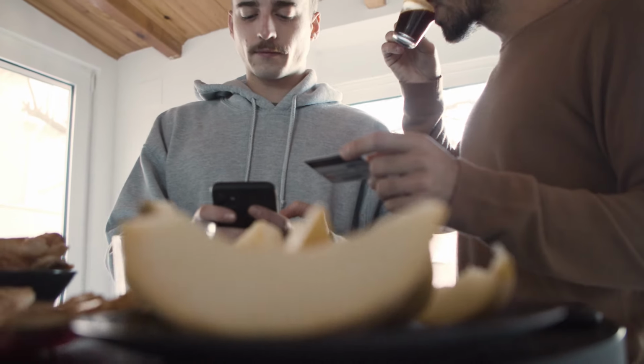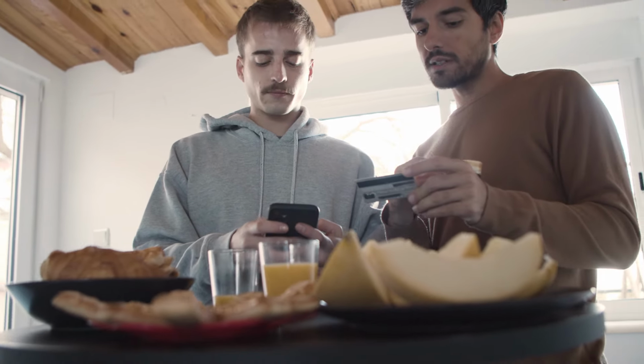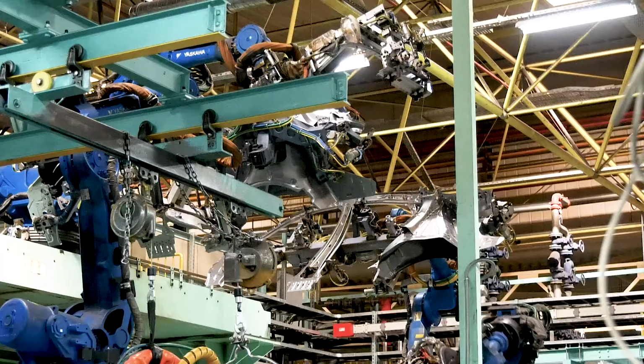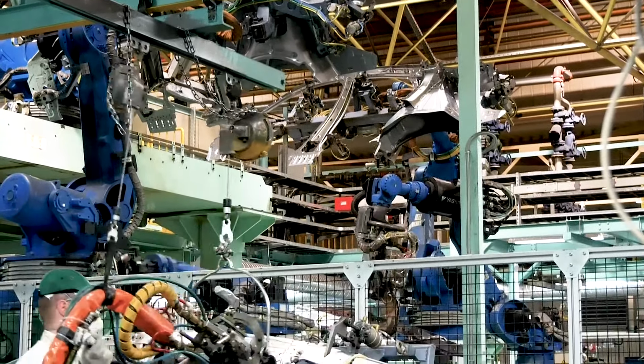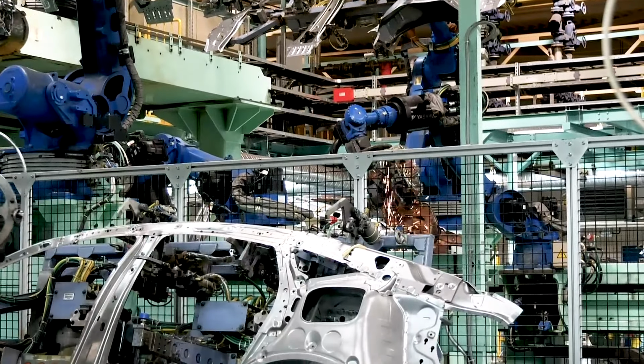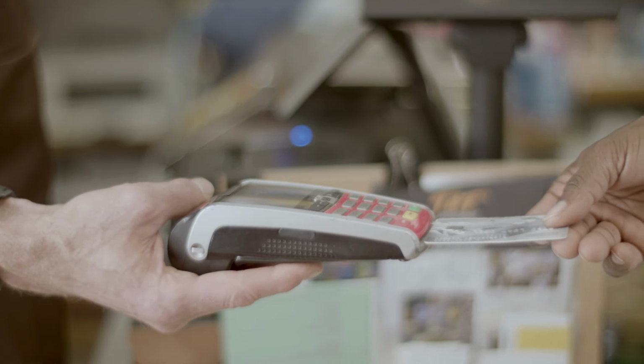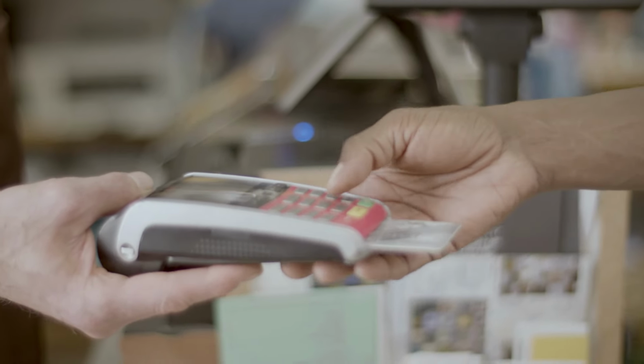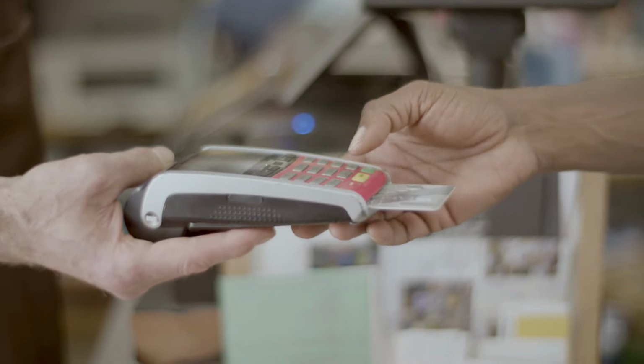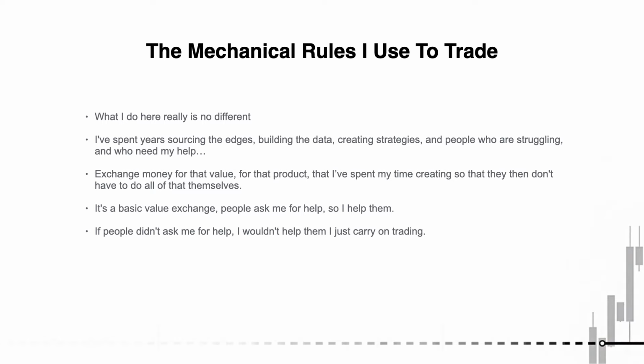The product that they've spent their time creating, so that you don't have to do all of that work yourself, right? Mercedes source the car parts, they create the engine, they piece together the car, and then you exchange money for the value, for the product that they've spent their time creating, right? So that, again, you don't have to do all of that yourself. And what I do here really is no different. I've spent years sourcing the edges, building the data, creating the strategies, and people who are struggling and who need my help exchange money for that value, for that product that I've spent my time creating, so that they don't have to do all of that themselves. It's a basic value exchange.